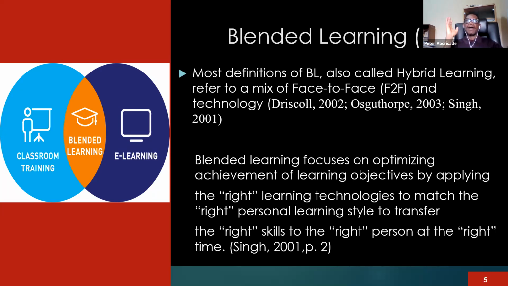So we are not going to have a unified definition of blended learning beyond that it combines both face-to-face learning and the use of technology. All manner of technologies anyway. So this is what we are talking about.